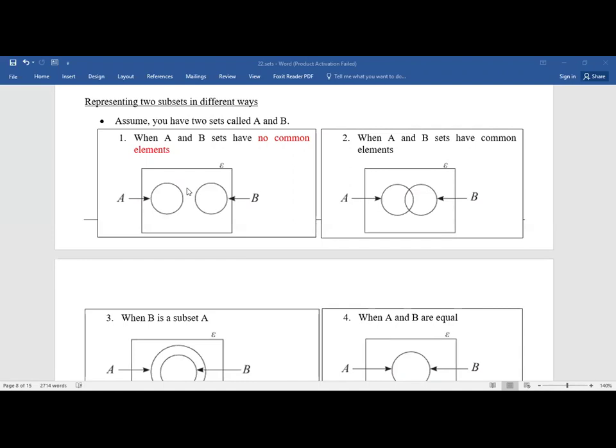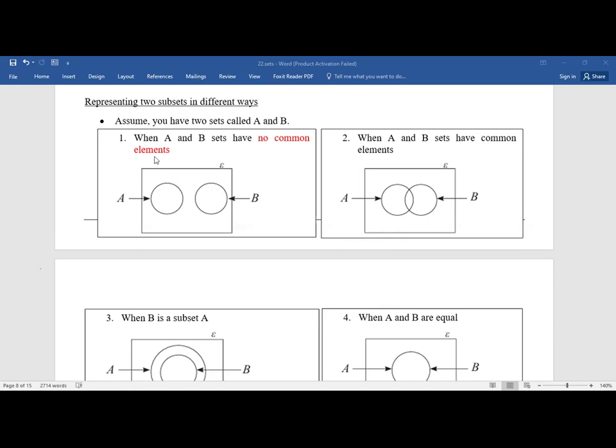Hope you can see the screen. Right. Now look at the screen. So now I am going to explain to you how to represent two subjects in a different way.